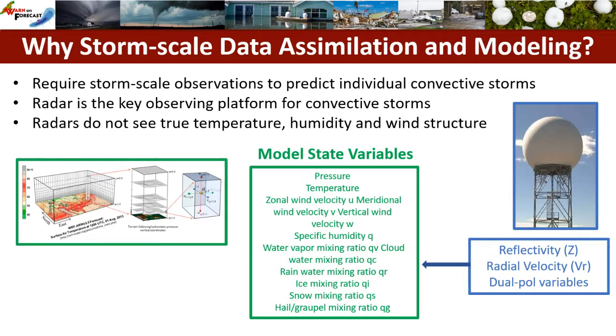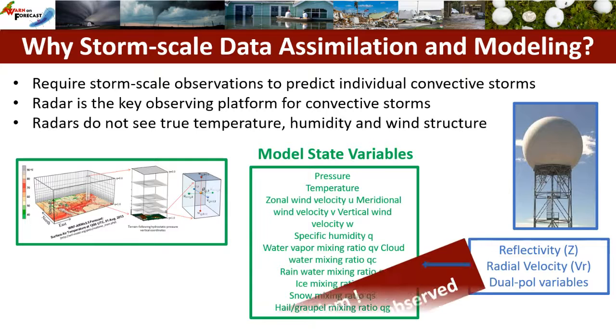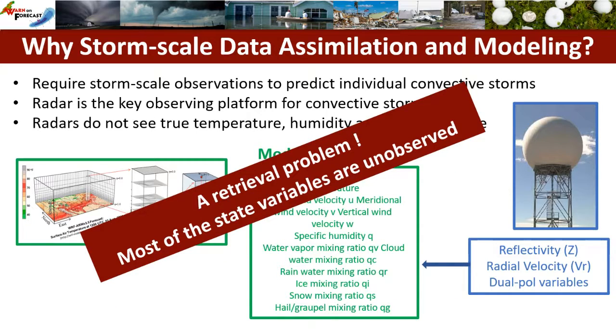So as you can see here, these are the main prognostic variables in the model. For storm scale data assimilation, most of these variables are unobserved, and you basically retrieve them from the radar reflectivity and radial velocity. And so basically the storm scale data assimilation is a retrieval problem.